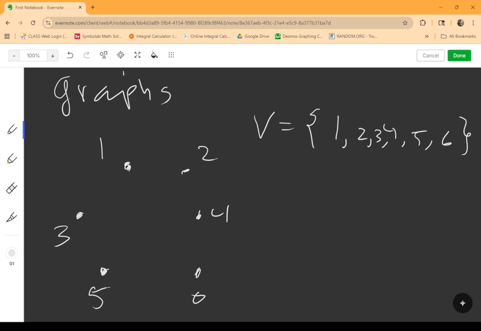And then connected with what we call edges, and those edges describe the relationship. So let's say that I have this set V, and the edges I want to correspond to the numbers that add up to 7. So that would be the edges 1,6, 5,2, 4,3. So we could see that looks like this.